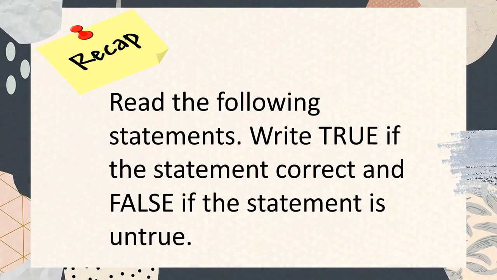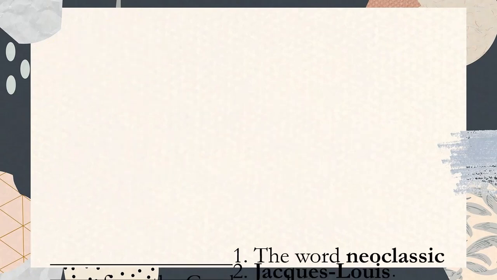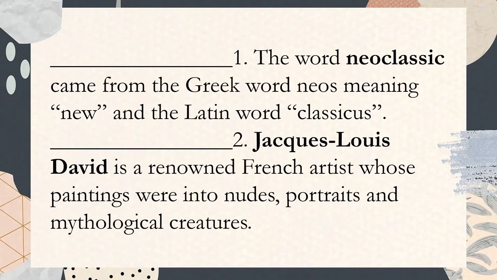In this activity, you have to read the following statements, write true if the statement is correct, and false if the statement is untrue. 1. The word neoclassic came from the Greek word neos, meaning new, and the Latin word classicus. True or false? The correct answer is true.